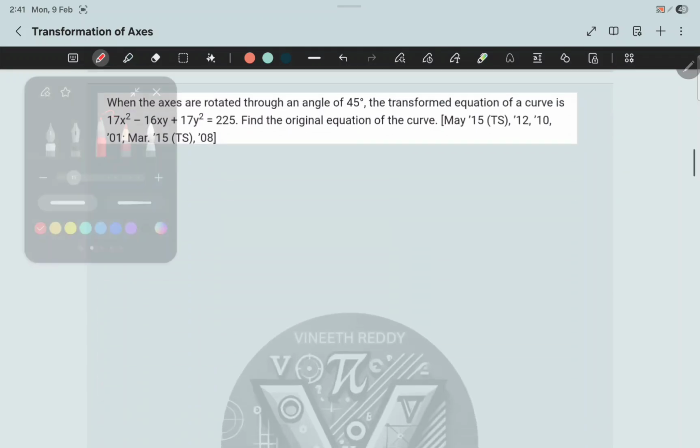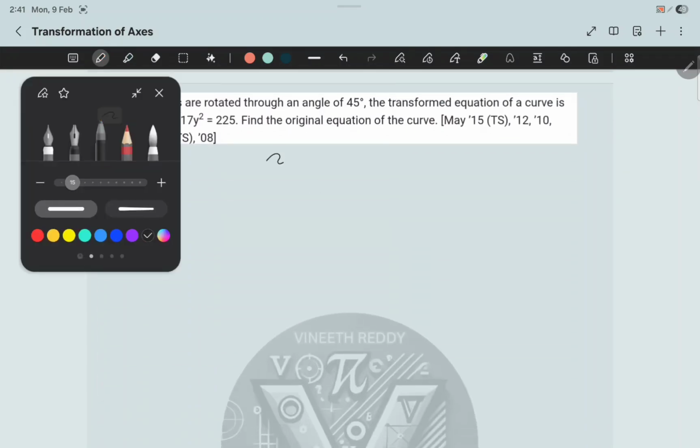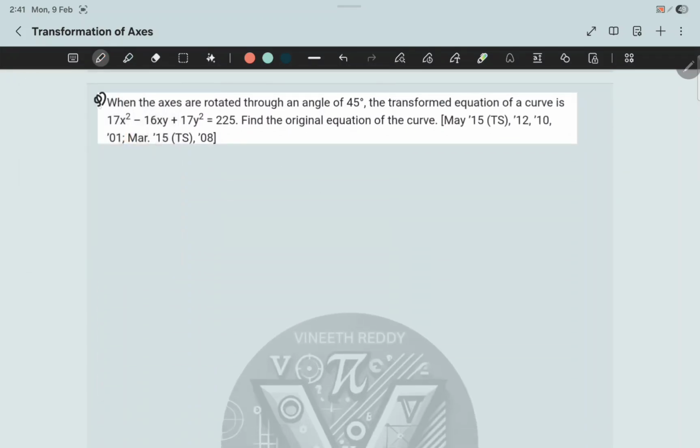So the second question, he says when the axes are rotated through an angle. Now when the axes are rotated, right? So this is one very important piece of information. I recommend all the students to please underline this word, right? The transformed equation is given, right? Now the transformed equation of a curve is given. We need to find the original equation, right?